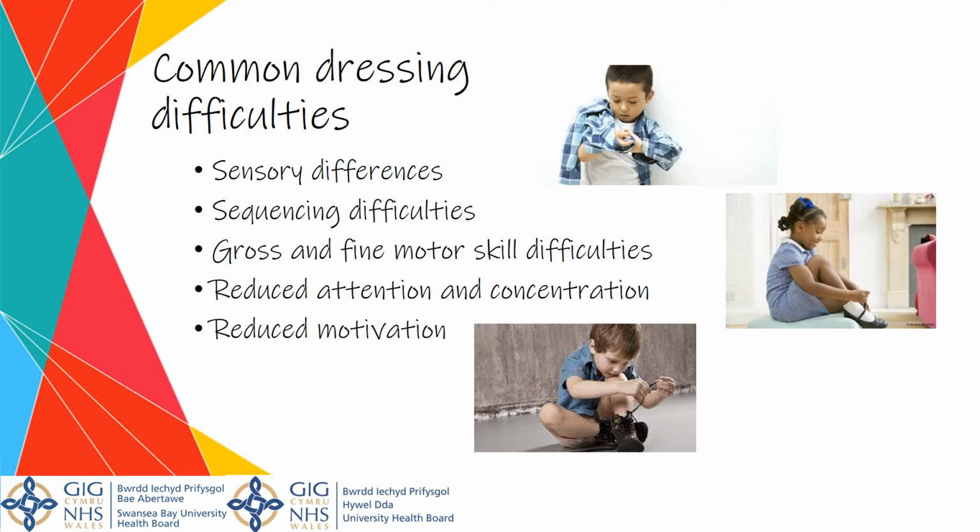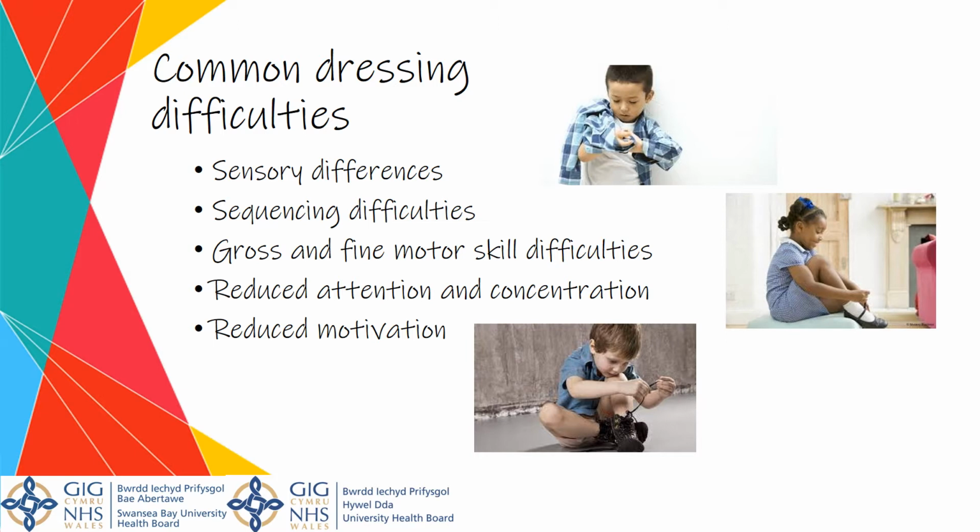They may wobble and be unable to stand on one leg. For children who struggle with motor planning, sequencing of dressing activities could be difficult. They may struggle to plan how to start the task or how to complete the dressing sequence in the right order.